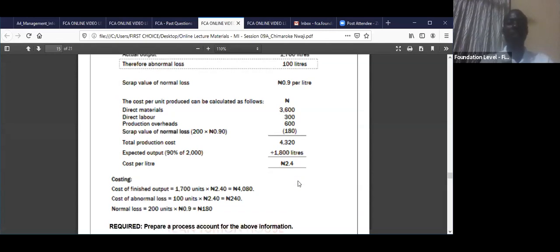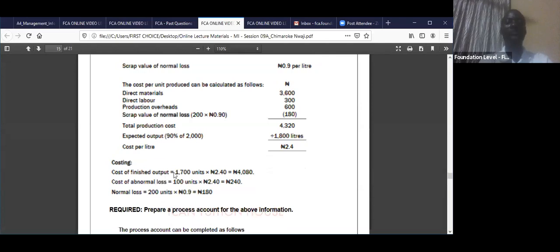Now look at the costing. Finished outputs, we are going to use 2.4 to cost the 1,700 good outputs. We will get this. Abnormal loss, we are still going to use our 2.4 to multiply by 100 to get 240. Now your normal loss, you see, it is 180 as we got before.